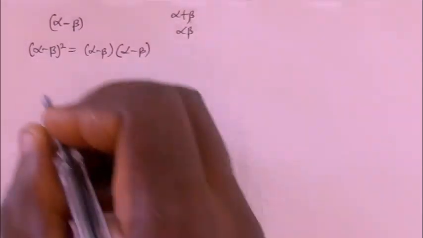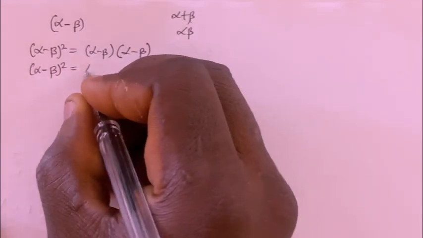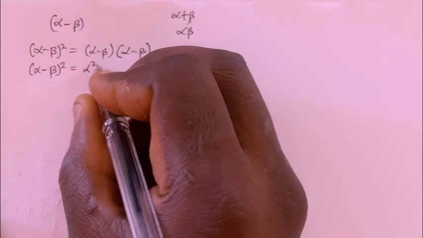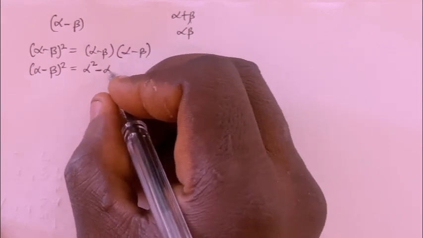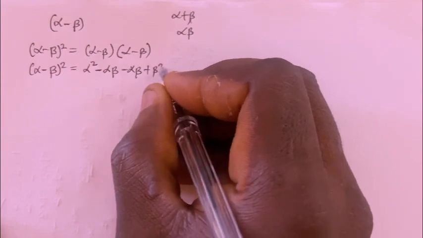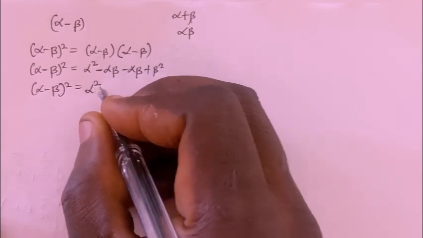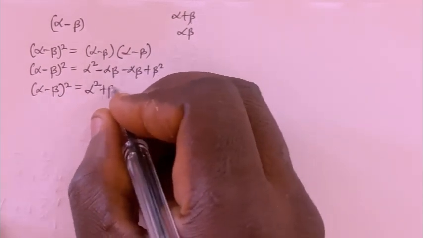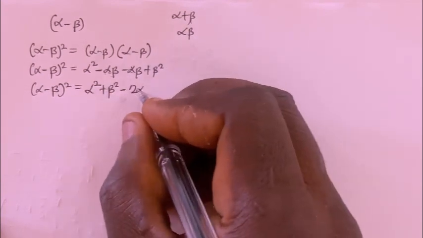Beta. Exactly. Then here I'm going to have alpha minus beta all squared equals, this is going to give me alpha squared, right? Then here I'm going to have minus alpha beta minus alpha beta plus beta squared, right? So here I'm going to have alpha minus beta all squared equals alpha squared, then plus beta squared, then minus 2 alpha beta, right?